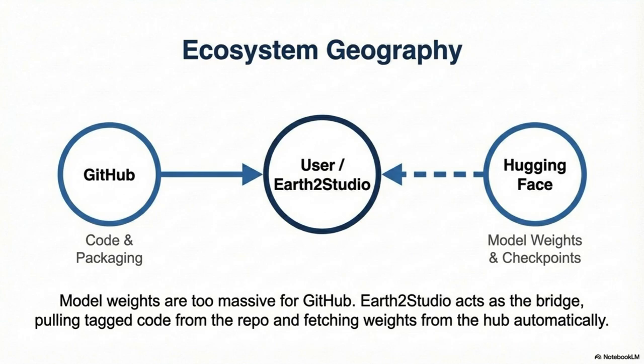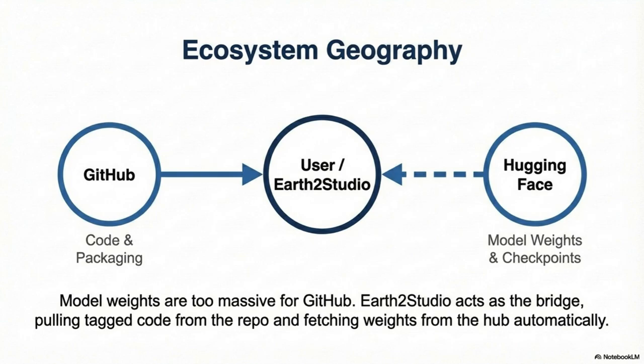The guide also mentions something about ecosystem geography, which I think is important. It says the code lives on GitHub, but the model weights live on Hugging Face. Why are they in different places? Yeah, this trips people up all the time. The instructions for the model, that's the code, but the intelligence, the massive files with all the learned patterns, they're huge. Too big for GitHub. Way too big. You break the repository. So Earth2Studio is the thing that wires those two worlds together for you, so you're not manually hunting for 50 gigabyte files.